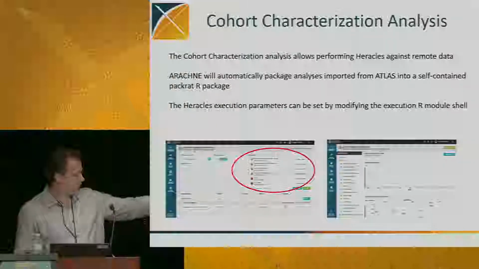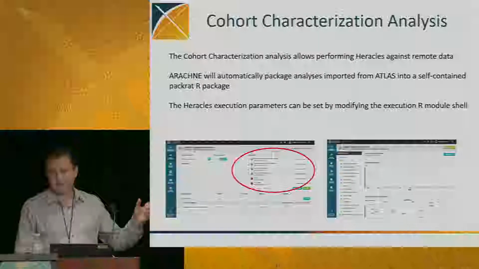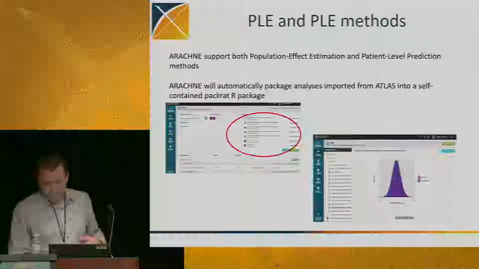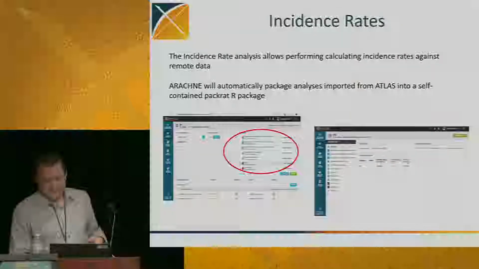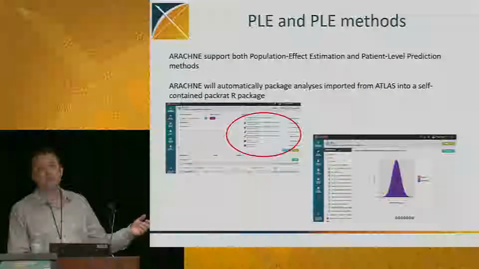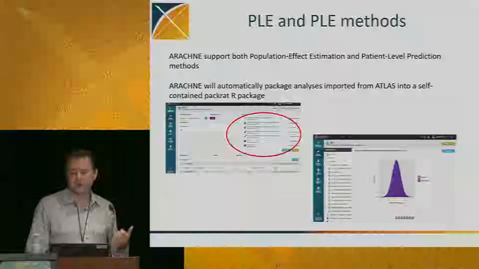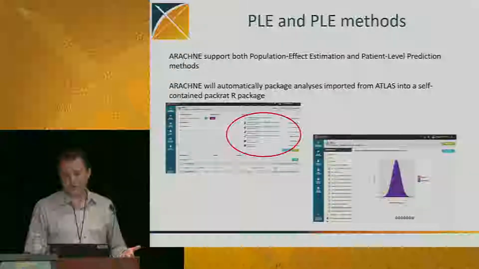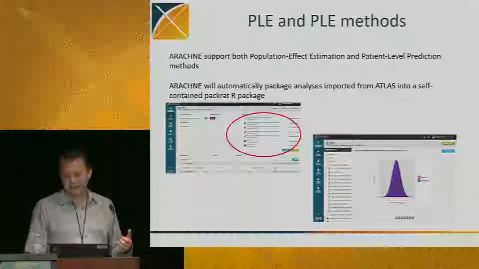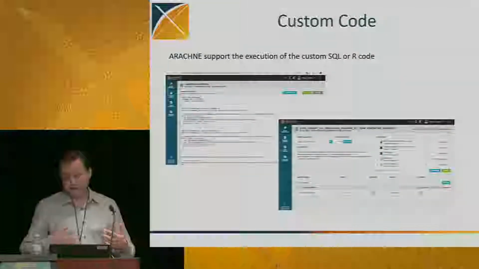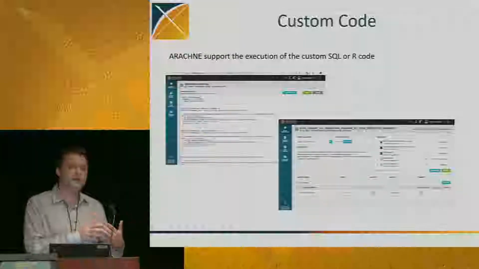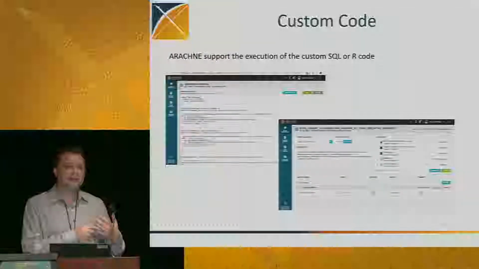Again, the same story as with counts, you get results back, but in this case, results are actually much more sophisticated. You can see graphs and a characterization report on the right side. Again, as I mentioned before, you can do the same with incidence rates and even more sophisticated population level effect estimation, PLE, or patient level prediction, PLP methods as well.